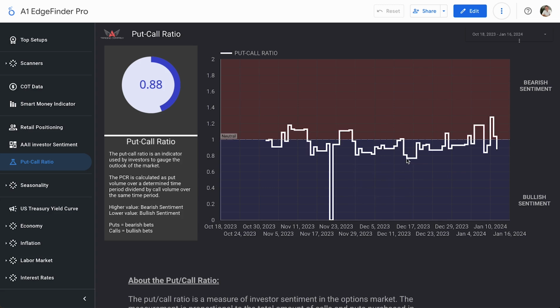So these past couple of days here, we had a lot of calls on the market, and then you see that it started to trend up a little bit. It trended up, and then we got to this point here where there were just too many puts on the market, and again, investors began to reverse their sentiment, and now we're back into this bullish range here. So it's something that you would definitely want to check up on every single day to see if investors are a little bit more bullish or a little bit more bearish in their outlook on the market.